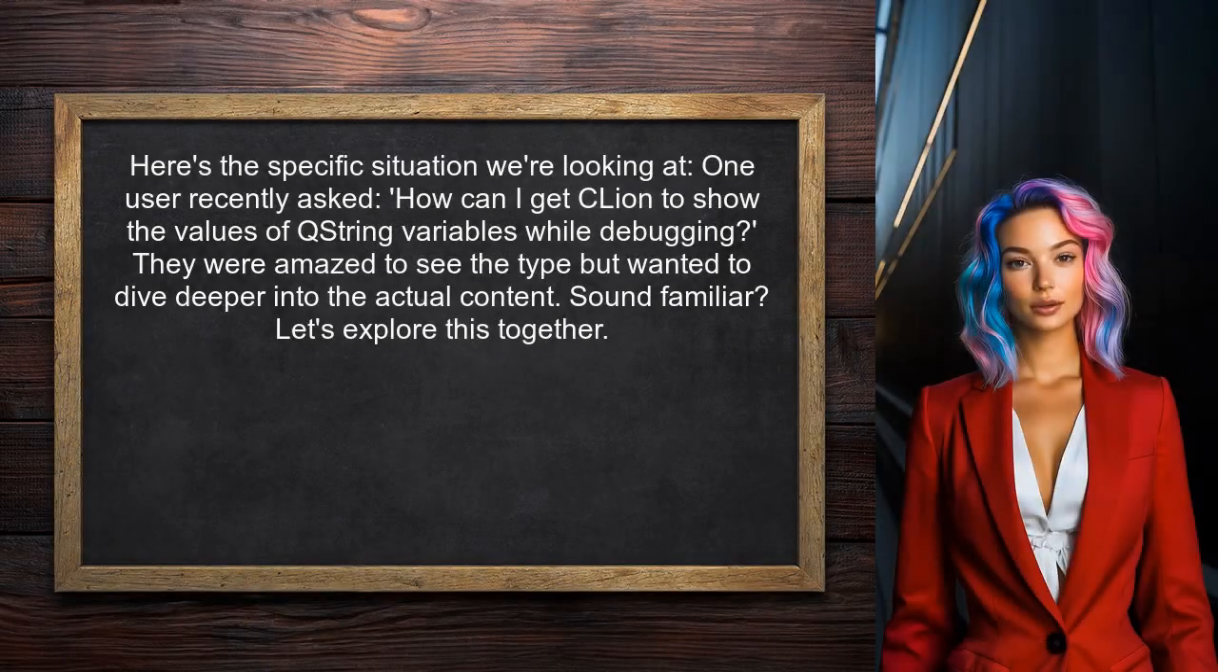Here's the specific situation we're looking at. One user recently asked, how can I get CLion to show the values of QString variables while debugging? They were amazed to see the type, but wanted to dive deeper into the actual content. Sound familiar? Let's explore this together.